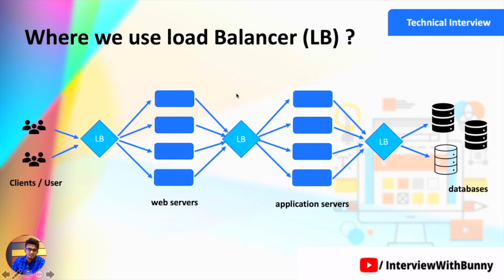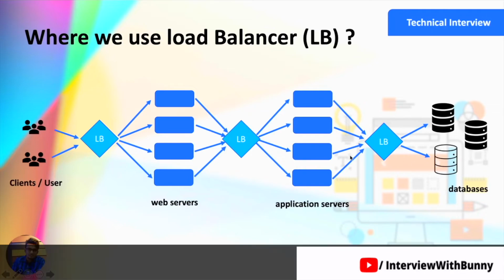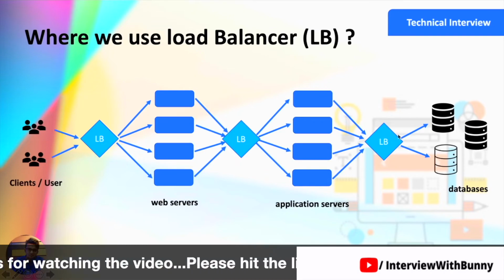Now the next place where we can place a load balancer is between our web server and the application server, to distribute the traffic coming from the web server to our application server. Now the next place where we can place our load balancer is in between the application server and the database. Over here you can see that we can have multiple databases linked to our distributed system.